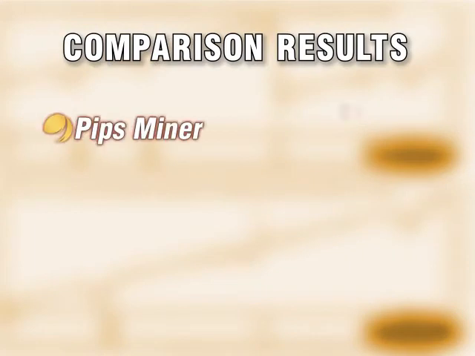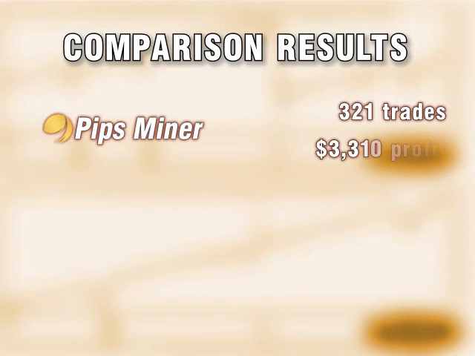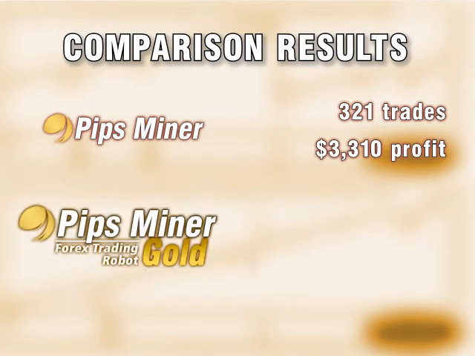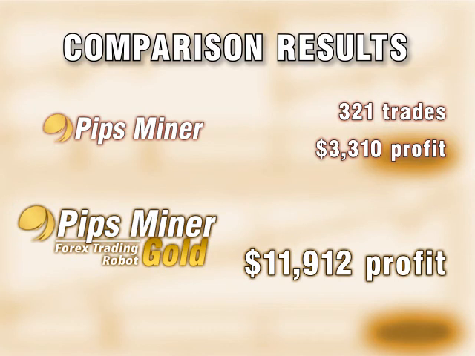Pips Miner EE has opened 321 trades and made $3,310 of profit, which is not a bad score at all unless you take into account the results of the new Pips Miner, which accumulated $11,912 of profit in just 255 trades.